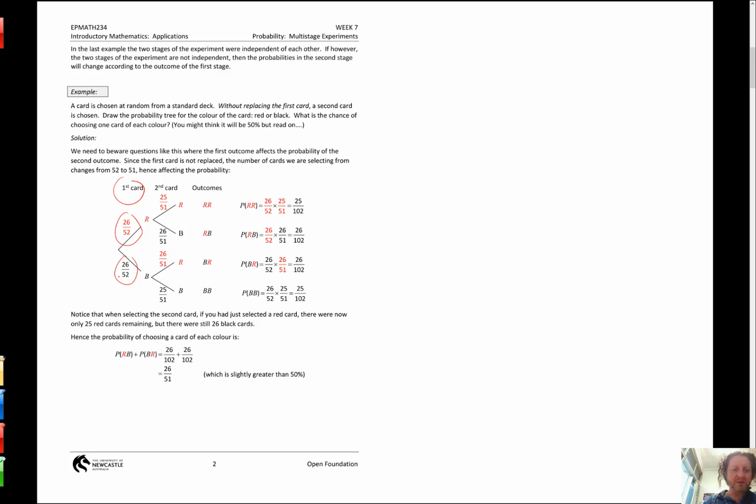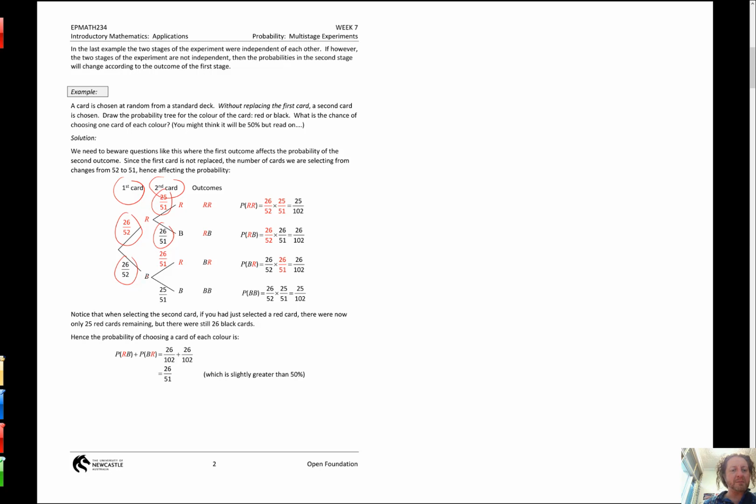Fair enough. Now when I go to pull out the second card, notice all the denominators are only 51 now, because there's a card missing. And as for the numerators, there were 26 red cards. I got one, so now there's only 25. There were still 26 black cards in the pack, because no one took one out. And let's check our addition. 26 on 52 plus 26 on 52 is 52 on 52. So that's 1. What happened here? 25 on 51 plus 26 on 51 is 51 on 51. Again, all these little branches are adding up to the number 1.